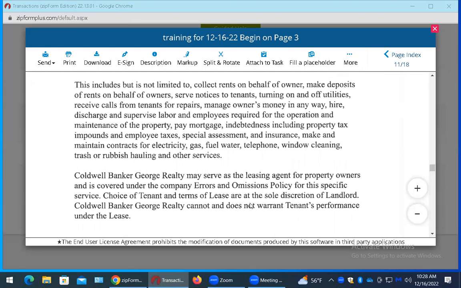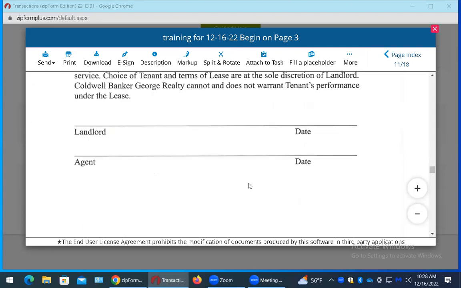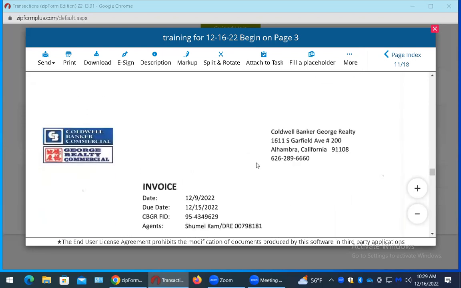This is just advising that we don't do property management. We're the real estate agent, not the property manager. This is a required document for the brokerage. So please make sure you're printing that out. It can be found on our website.